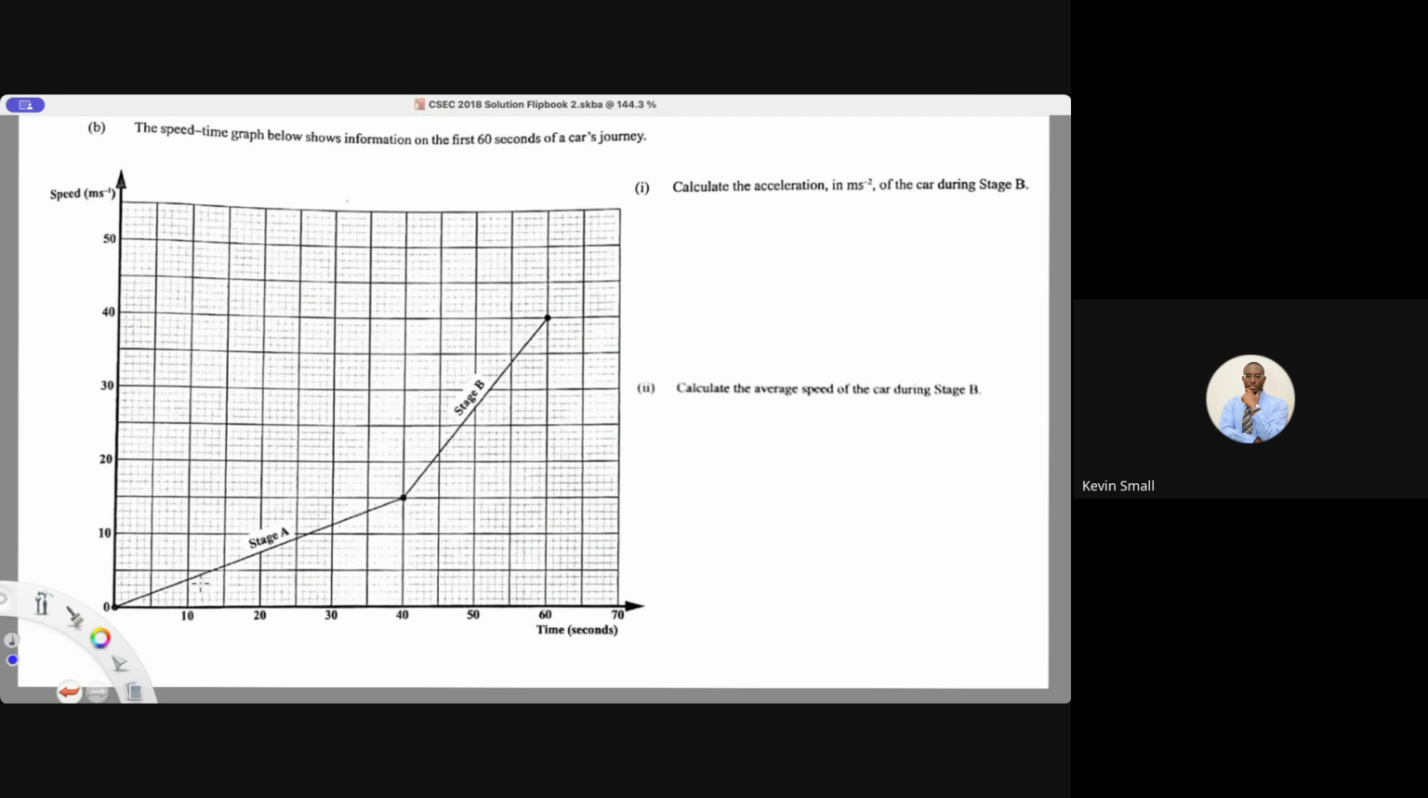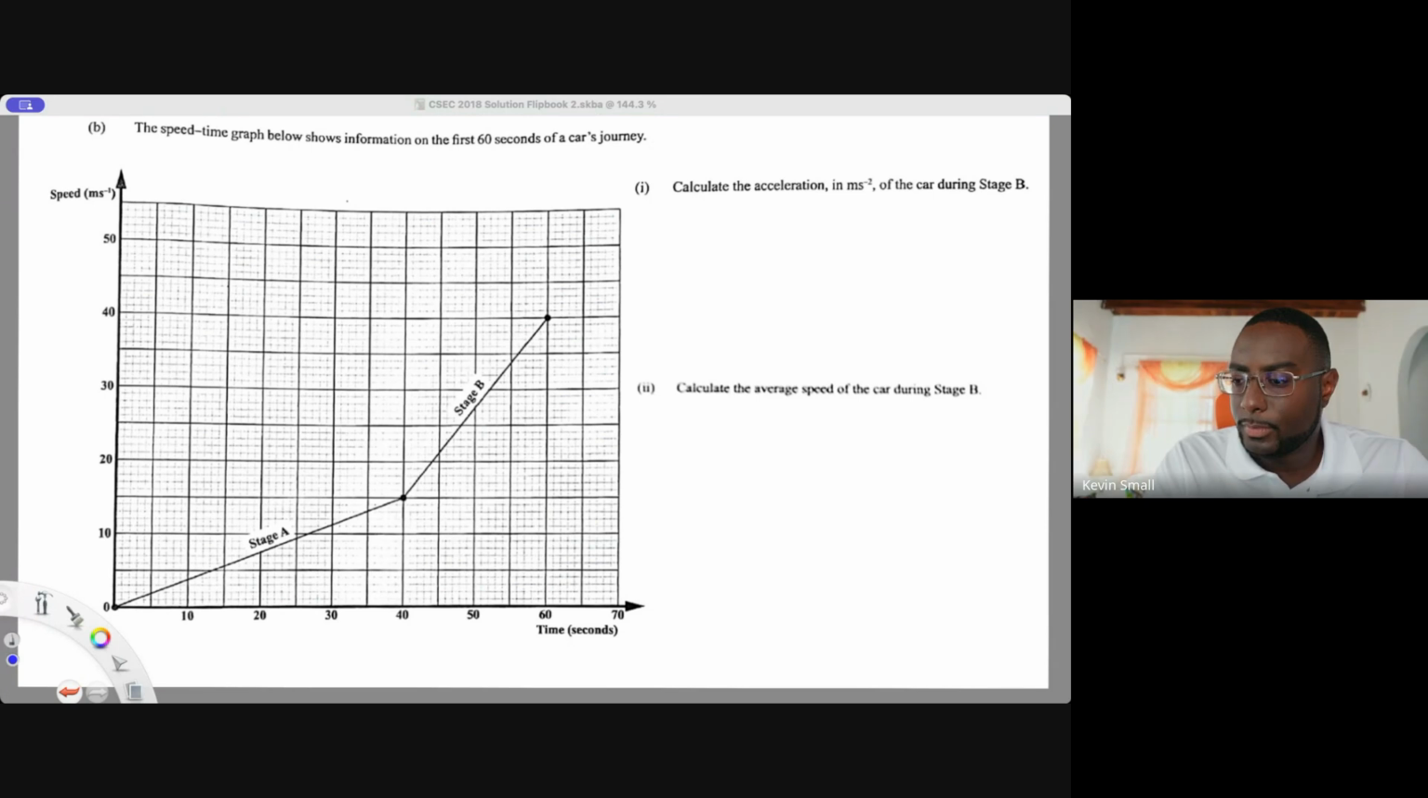Okay. Now, with these graphs, you can work out the speed at a particular point, as well as the distance traveled over a period of time. So let's examine how to do this question here. All right, just give me a minute.